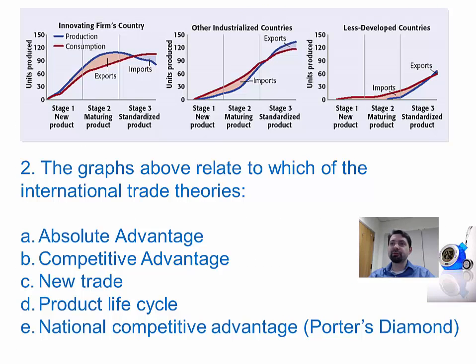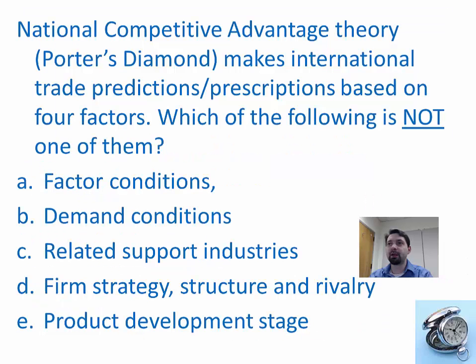Now here's another question for you. The graph above relates to which of the following international trade theories? And the answer clearly is, it's the product life cycle. Oh, here is another one. And as promised, yes, one of them is not in the Porter's diamond, and that's the product development stage. I just made it up, and so it's not part of the diamond.